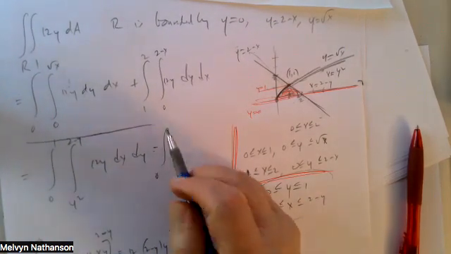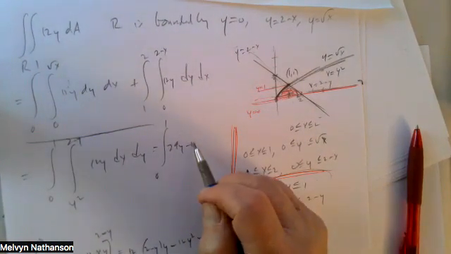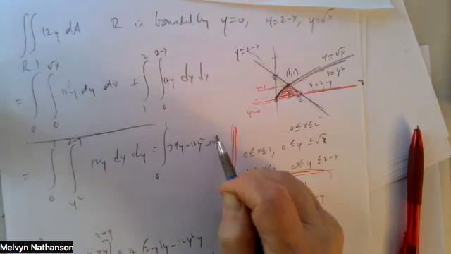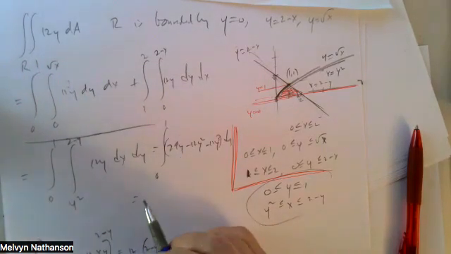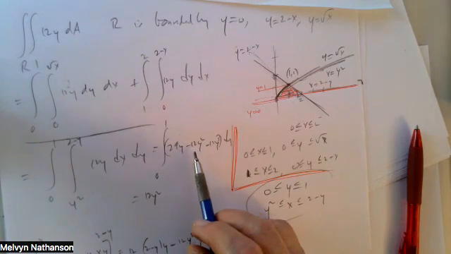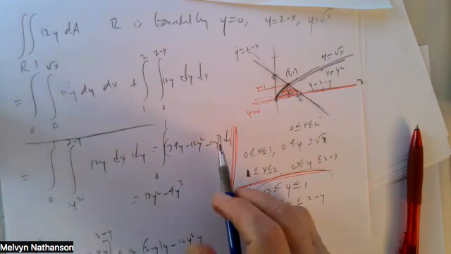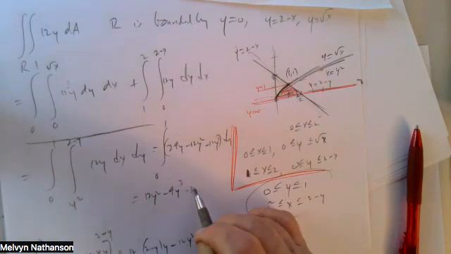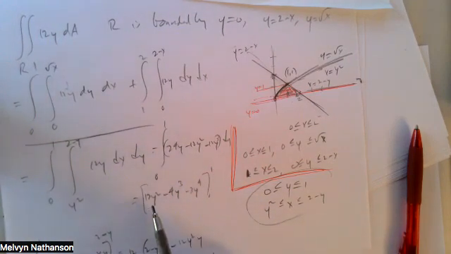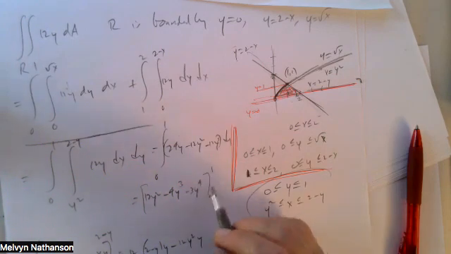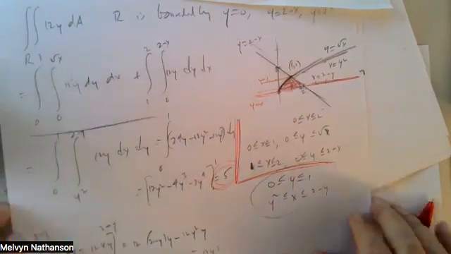So this is the integral from 0 to 1 of 24y minus 12y squared minus 12y cubed, dy. The integral of 24y is 12y squared. The integral of minus 12y squared is minus 4y cubed. The integral of minus 12y cubed is minus 3y to the fourth. So integrating that from 0 to 1, I get 12 minus 4 minus 3. So I get 5. That's the answer.